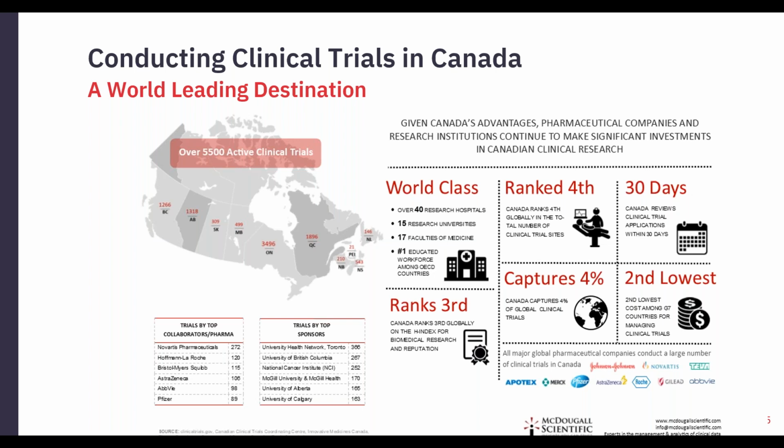We're second lowest in terms of cost among G7 countries. We capture 4% of global clinical trials, and we rank 3rd in terms of our reputation overall. And so if you look at the bottom right, there's quite a few companies that work in the Canadian space. And if you look at the top left, at any given time, there's over 5,000 clinical trials happening in Canada across our provinces.